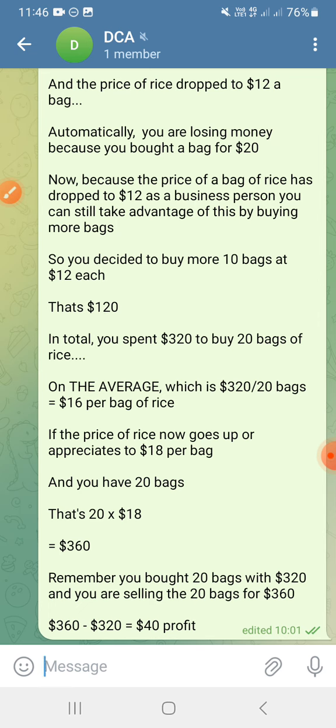If the price of rice, if you say, okay, I'm not selling, and the price of rice goes down again to maybe $4, you buy more again, all right? That is how you can make more profit once the price goes up.